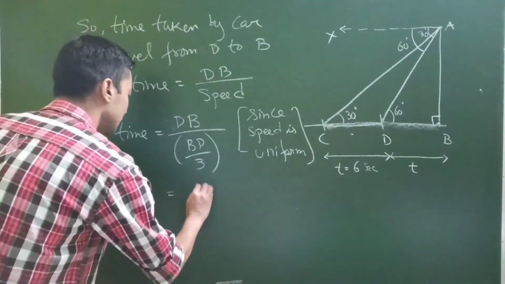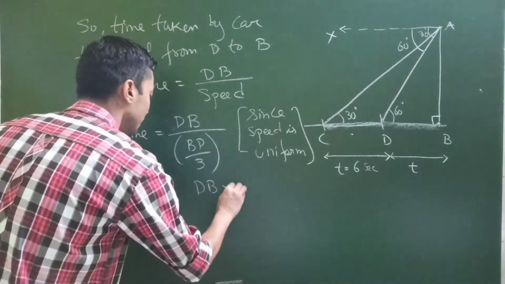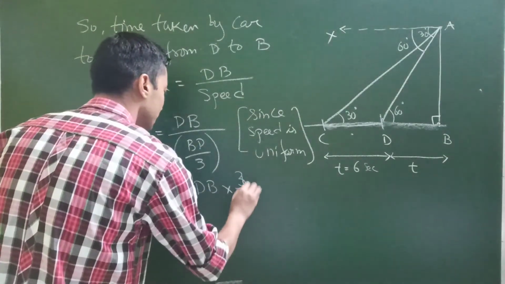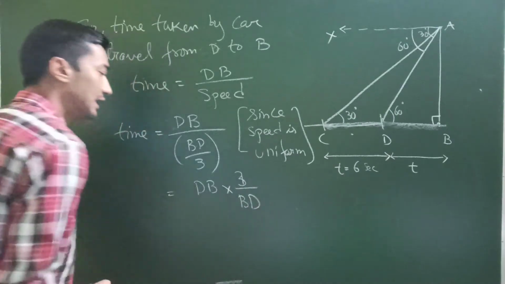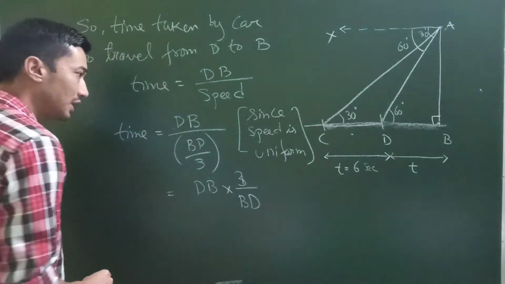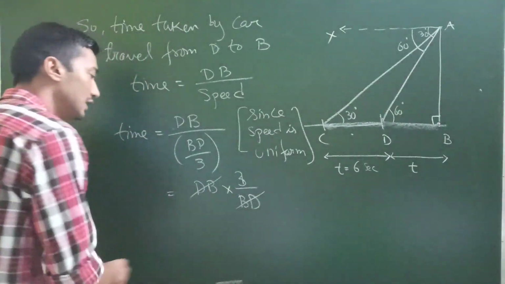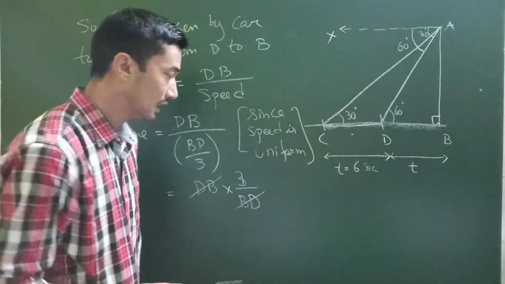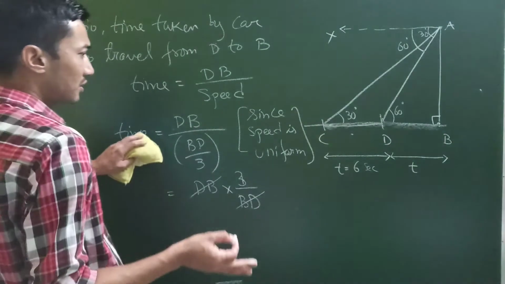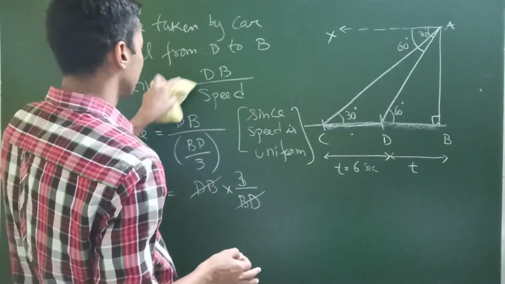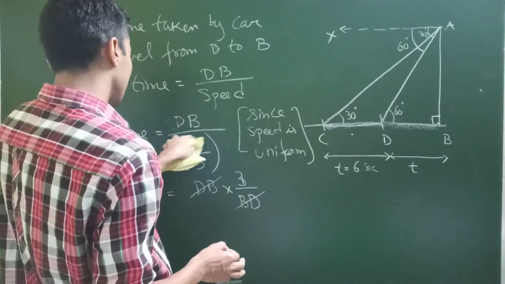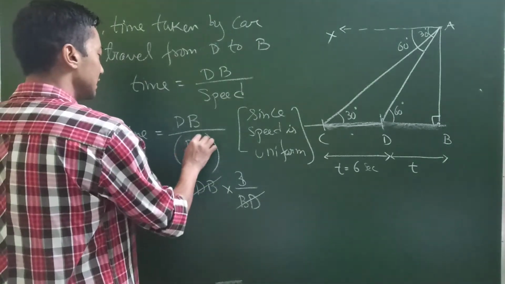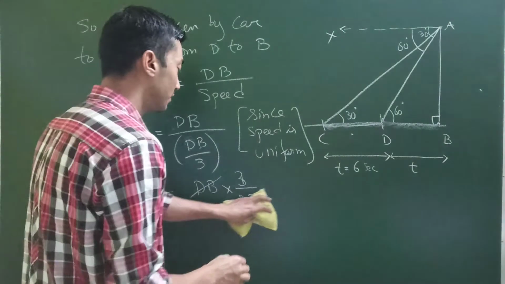So now dB into BD upon 3 will be, by reversing, 3 upon BD. Right, 3 upon BD. So dB, BD can be cancelled because we're talking of distance only. So your direction will not be a concern. But of course, if you wish, maybe you can even change this also. No problem with this, okay? Because we're not doing vector quantities here.